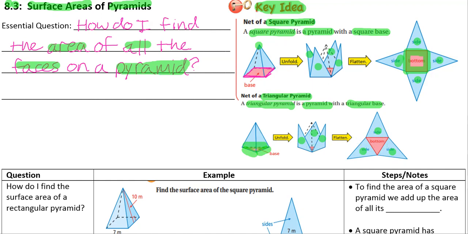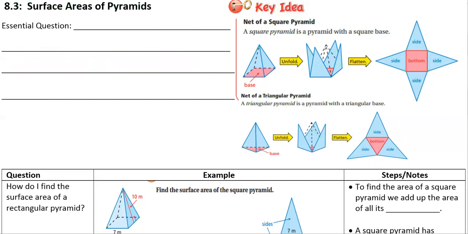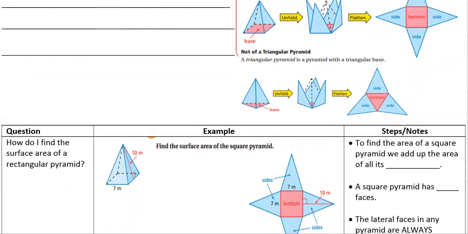So if we're finding the area of every single face, those lateral triangles, I don't know if you can see this, but they are all the same if the base is a square. And these lateral triangles are all the same if the base, this triangle, is an equilateral triangle. That means that every single side is the exact same length. Let's hope that we get a lot of problems with squares and equilateral triangles as the bases, because then it will make our job easier.